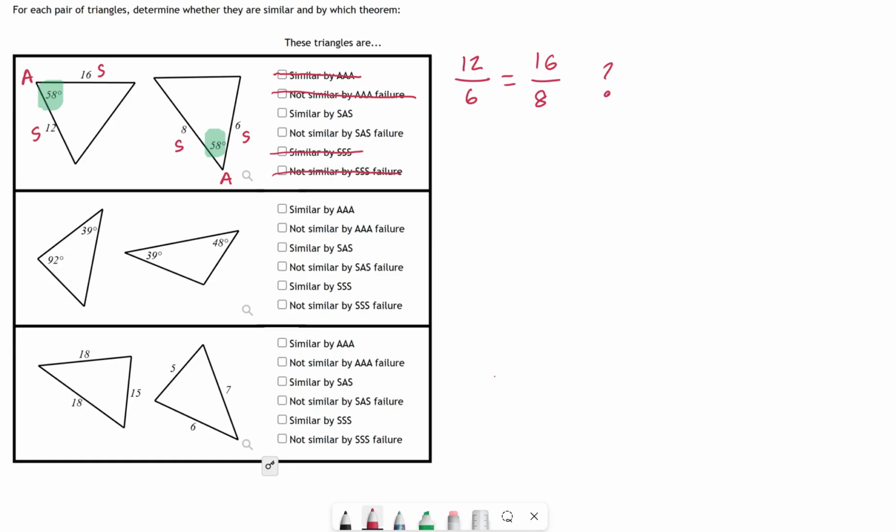Question mark. So if that statement that I just made is true, then these triangles are similar. If that's false, if 12 over 6 is not equal to 16 over 8, then they're not similar. So reduce these things, and you get 2 equals 2. Yeah, that sounds pretty good to me. So what that means is this is similar by SAS. So let's take a look at the next one.